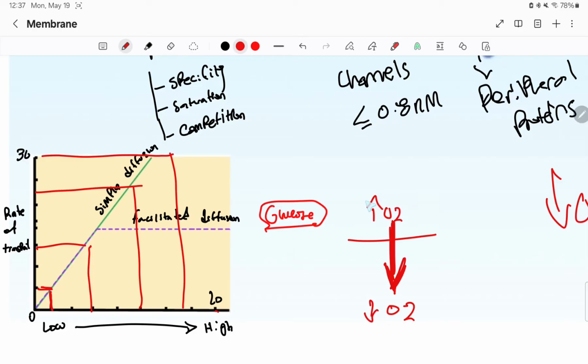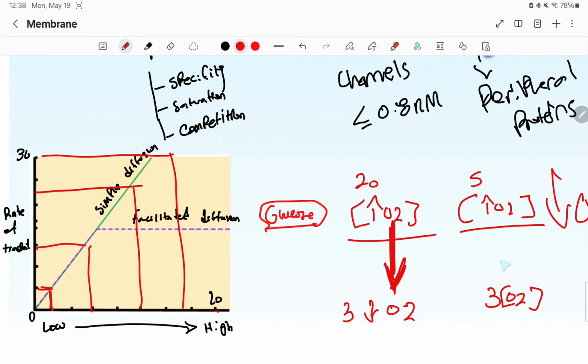Suppose that the concentration of oxygen here was, I don't know, 20, the maximum that could be. And suppose that the concentration of oxygen here was only 5. But the inside concentration was 3 for both sides. Which one would have the fastest rate of transport? If you understand this graph, you would say this guy would have the fastest rate of transport. And why is that? Because the higher the concentration is, look at it, the more it correlates with the rate of transport.